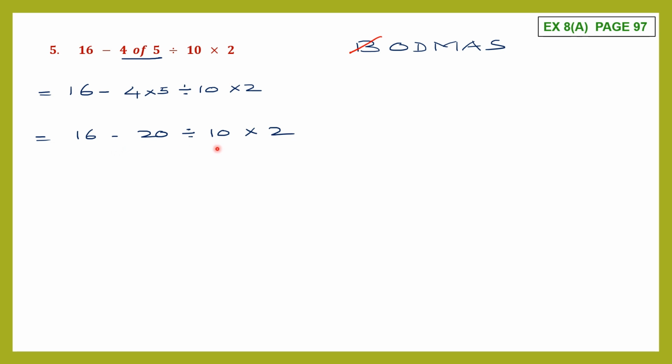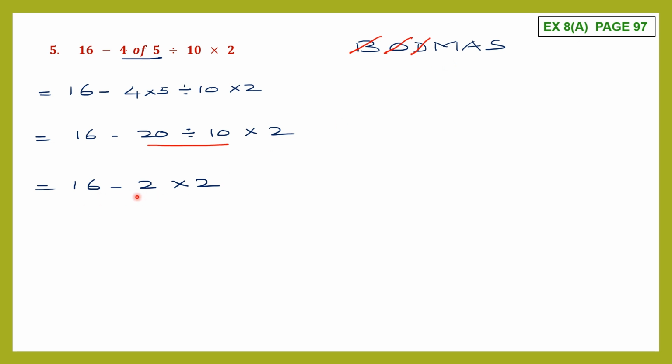Subtraction, division and multiplication. Which one should we do first? We finished off, so the next one to do is division. And division is here, that is 20 divided by 10. Let's write that. So this is 16. 20 divided by 10 is 2. The rest is into 2. So now we finished division also. So what is the next one? The next thing is multiplication.